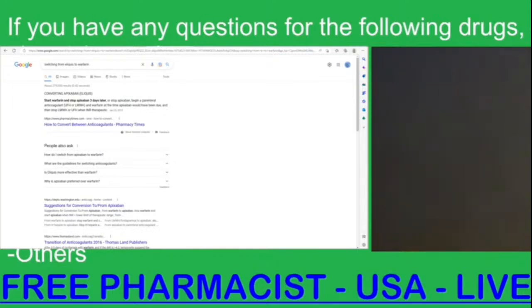But how about if the INR is higher than the normal level at baseline? So you need to properly start the warfarin and stop the apixaban maybe 2 days later to be safe from bleeding risk.